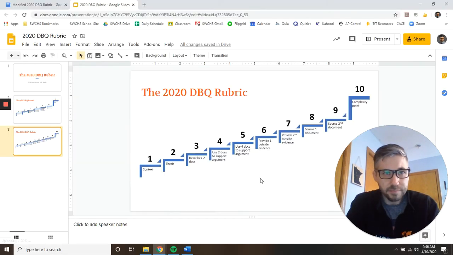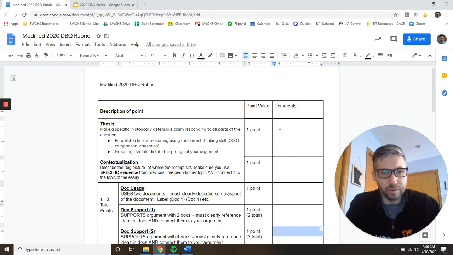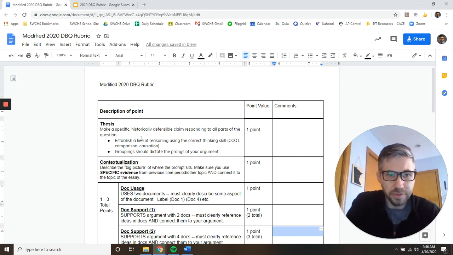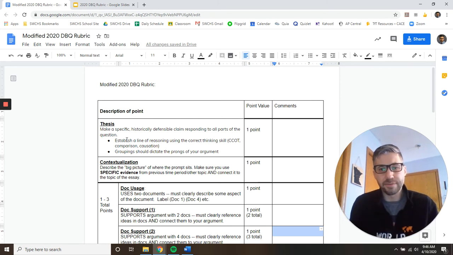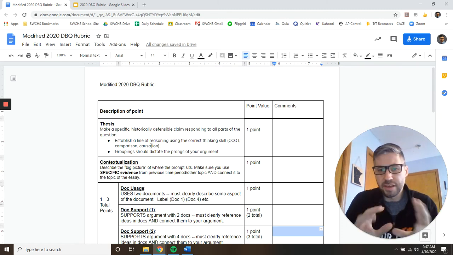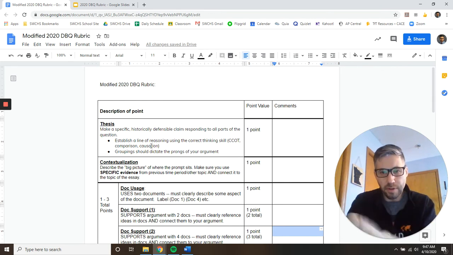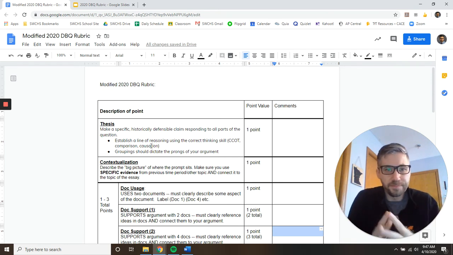Let's look at this in a more traditional visual here, right? This is just the rubric that I'll actually use to grade, right? And that we've sort of designed with other AP World History teachers. The thesis point, again, is making a specific historically defensible claim that responds to all parts of the question. You're showing some line of reasoning. You're talking about continuities or changes or comparison or causation, whatever the prompt is asking you to do. This just means you really understand the prompt, you've looked at it carefully, and you are building an argument the correct way. All right. And your thesis tells me what your groupings will be.